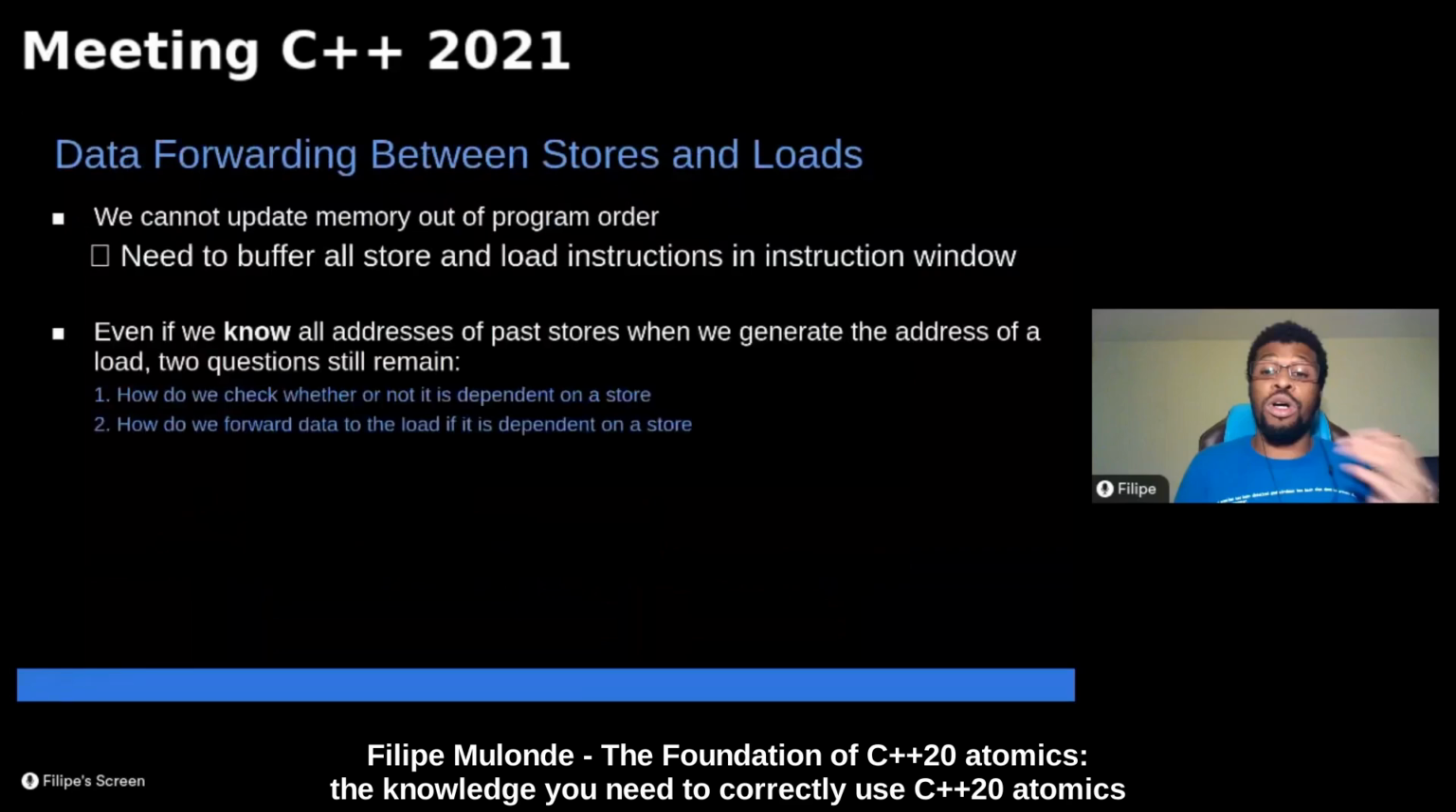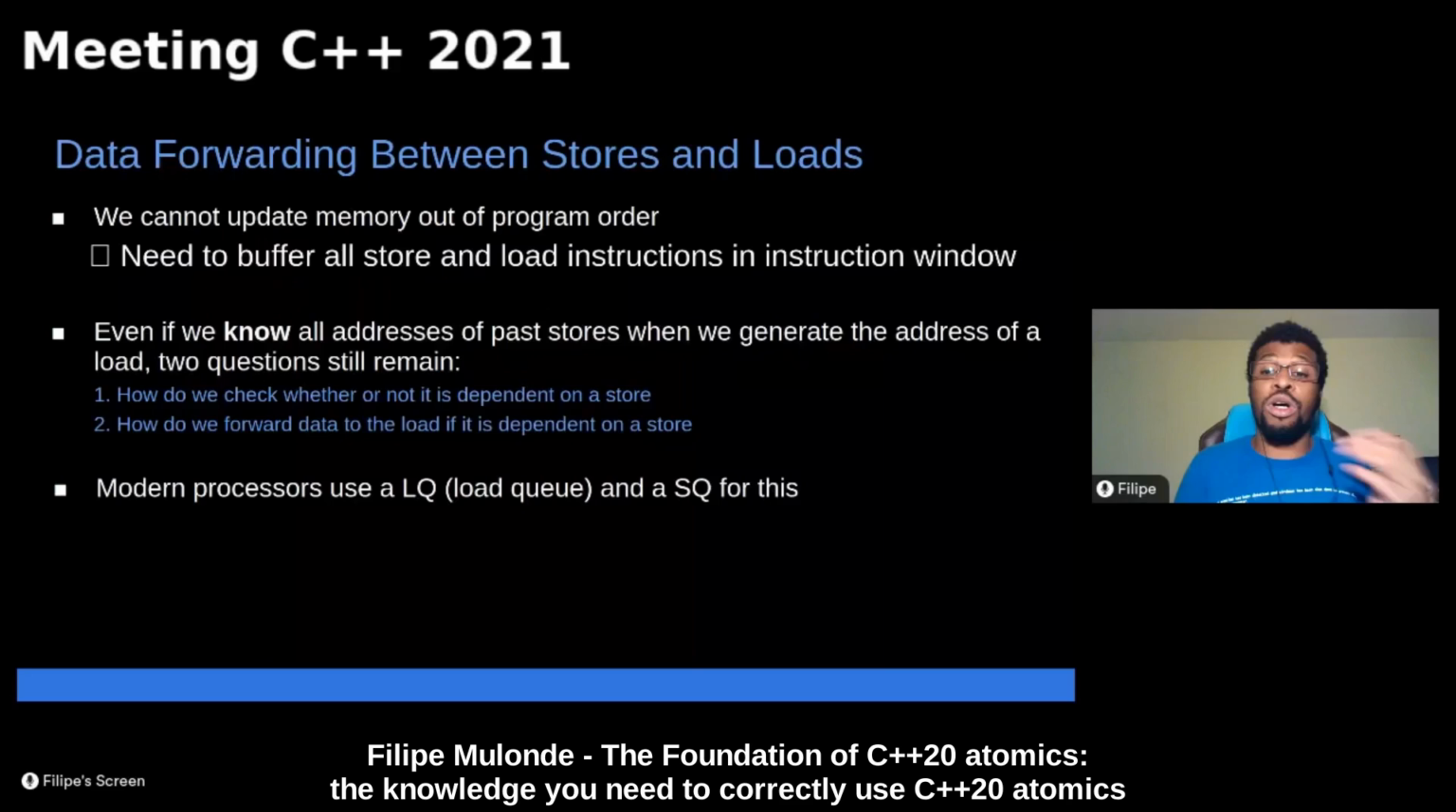So now let's understand data forwarding between stores and loads. We are going out of time, we go a little bit faster. We cannot update memory out of the program order. We need to buffer our store and load instructions in instruction windows. And another point that is important is, even if we know all the addresses of past stores, when we generate the address of a load, 2 questions still remain. First, how do we check whether or not it is dependent on a store? And the second, how do we forward the data to the load if it's dependent on a store?